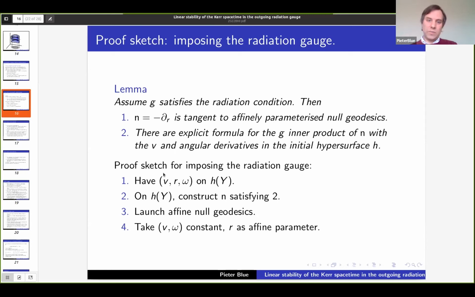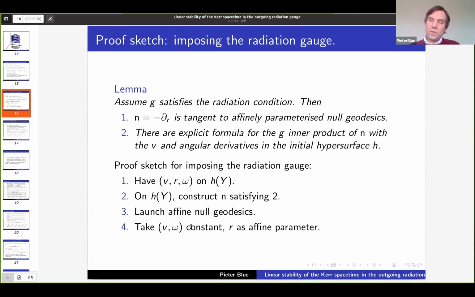So to construct the radiation gauge, you start out with the coordinates on the initial hypersurface. So that's just on the hypersurface. Then you construct on the hypersurface this vector field n so that it has the correct inner products that it should have coming off the hypersurface, and that it's future directed null. Then you just launch the null geodesics, and you take the coordinates in the space-time to be just constant along those null geodesics, and taking r as the affine parameter.